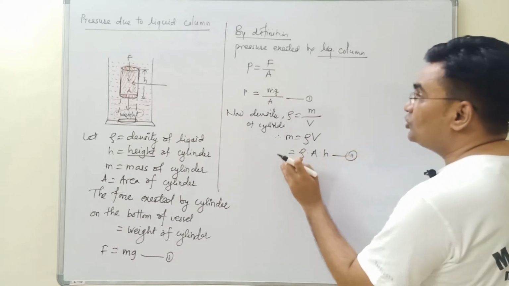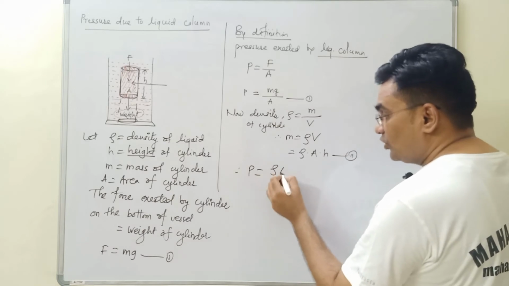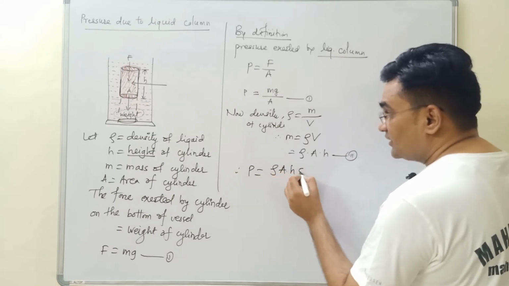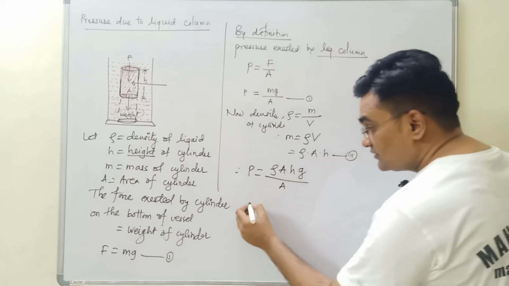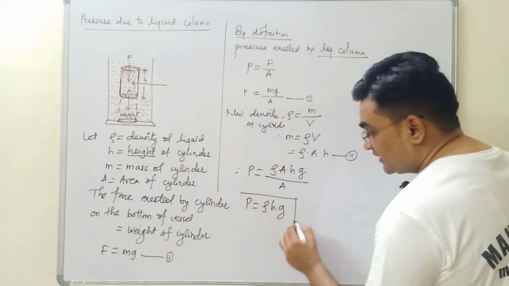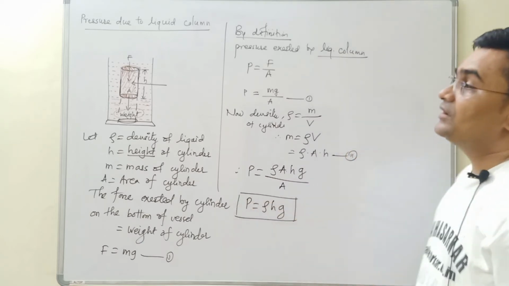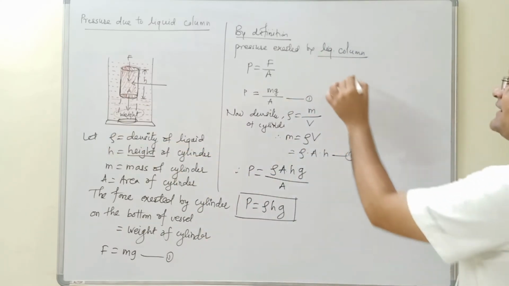So substituting 2 in 1, we will get P equal to rho A h into g divided by A. So A gets cancelled. So P equal to rho hg. Pressure exerted by a fluid column at rest is always equal to what? P equal to rho hg.